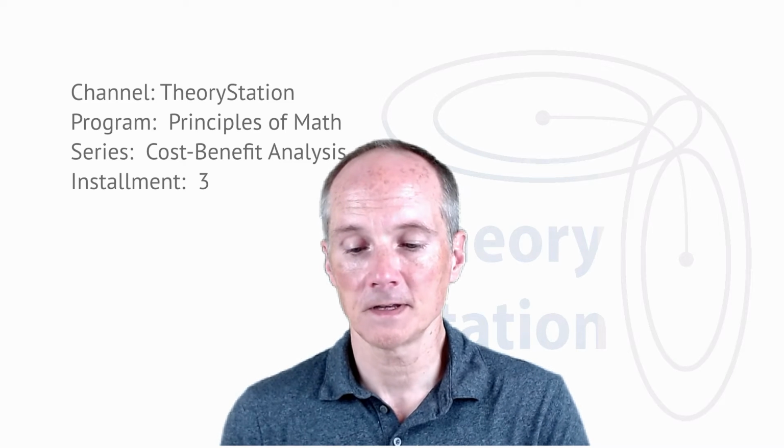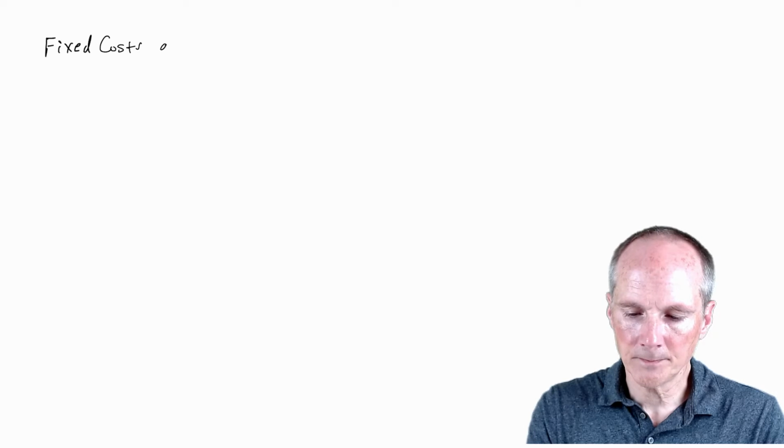The series we're in is Cost-Benefit Analysis, and this is the third installment in the series. The first installment was just giving the basic model and assumptions. The second was talking about the first order approach. And in this installment, I'm going to say a little bit more about the first order approach, but mainly I'm going to be thinking about fixed costs and let's call it the entry decision.